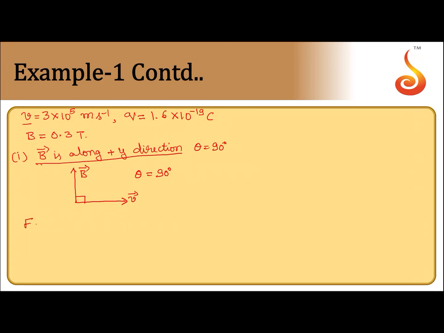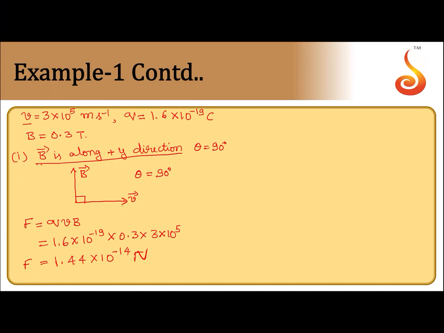So the force should be given by QvB sin theta, and sin theta becomes 1, as theta is 90 degree. So substitute and simplify. 1.6 into 10 power minus 19, into velocity 3 into 10 power 5, into field 0.3. So we'll get it to be 1.44 into 10 to the power minus 14 Newton, right? So this will be the force.